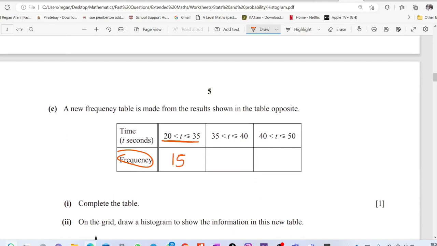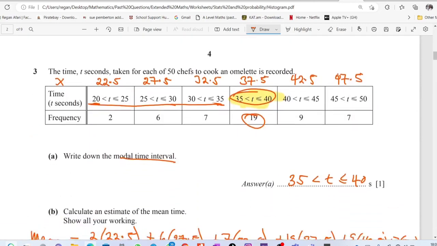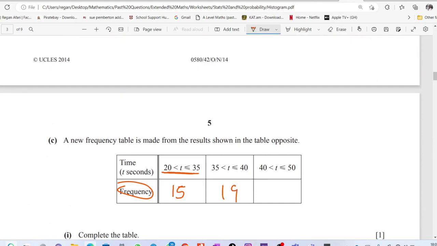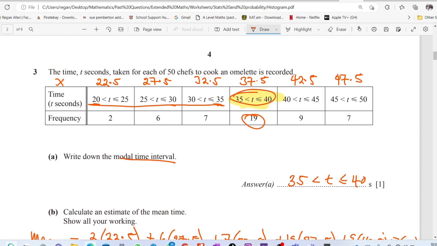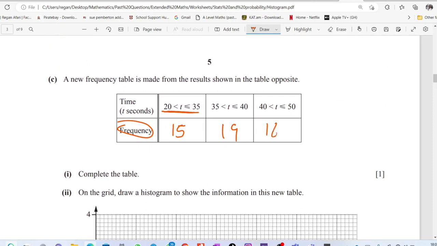The next is 35 to 40. Let's check what's there. That's 19. And finally, 40 to 50. So 40 all the way to 50, you have 9, 7. So that's 9 plus 7, giving you 16. Okay, so now that we've completed the table, we have only one mark because it's easy.